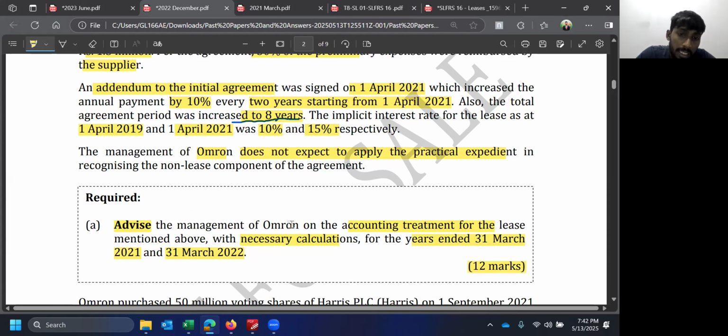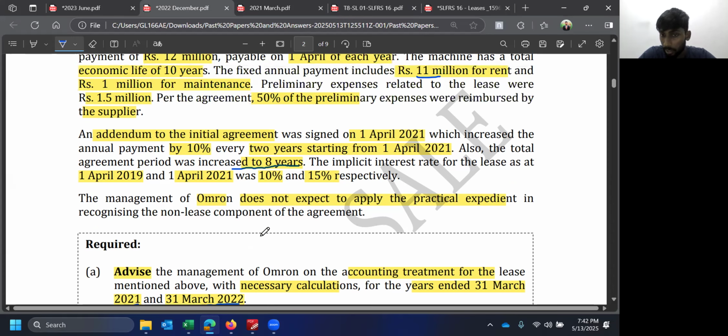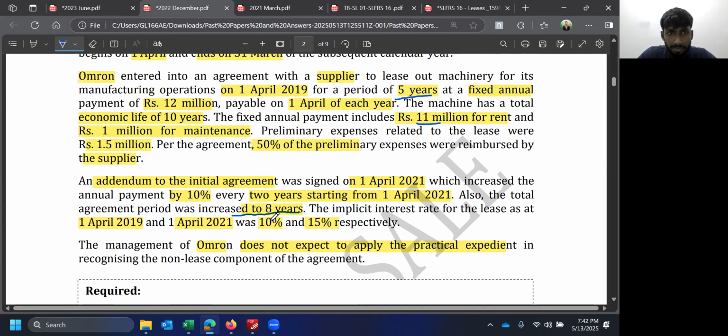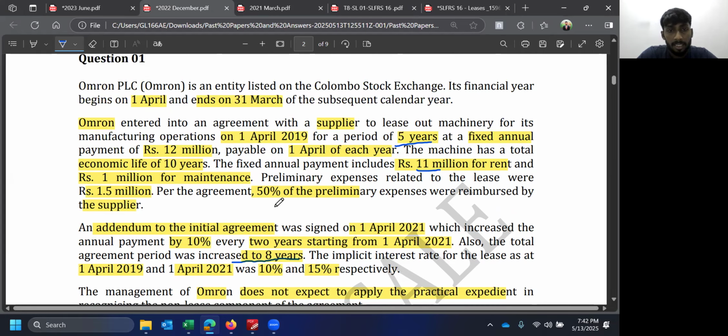Okay, so advise the management on the accounting treatment for the lease mentioned above with necessary calculations for the year ended 31st March 2021 and 31st March 2022. Okay, fine. So we have to start this from initial measurement.